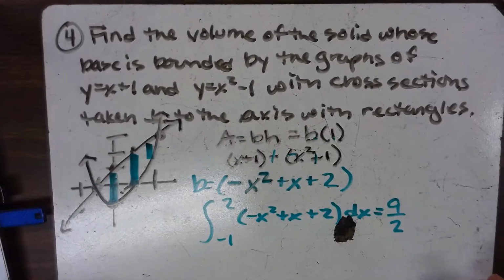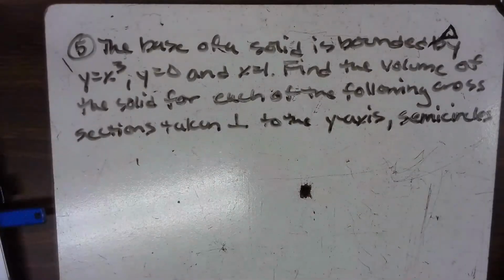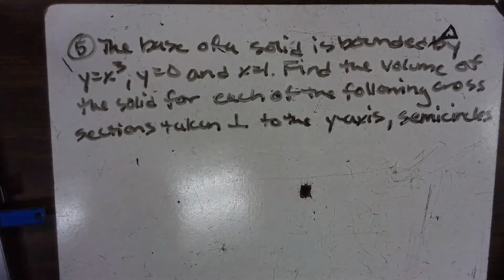And lastly, the base of a solid is bounded by y equals x cubed, y equals 0, and x equals 1. Find the volume of the solid for each of the following cross sections taken perpendicular to the y-axis. And they're going to be semicircles. So take a second and see if you can start drawing that picture a little bit.